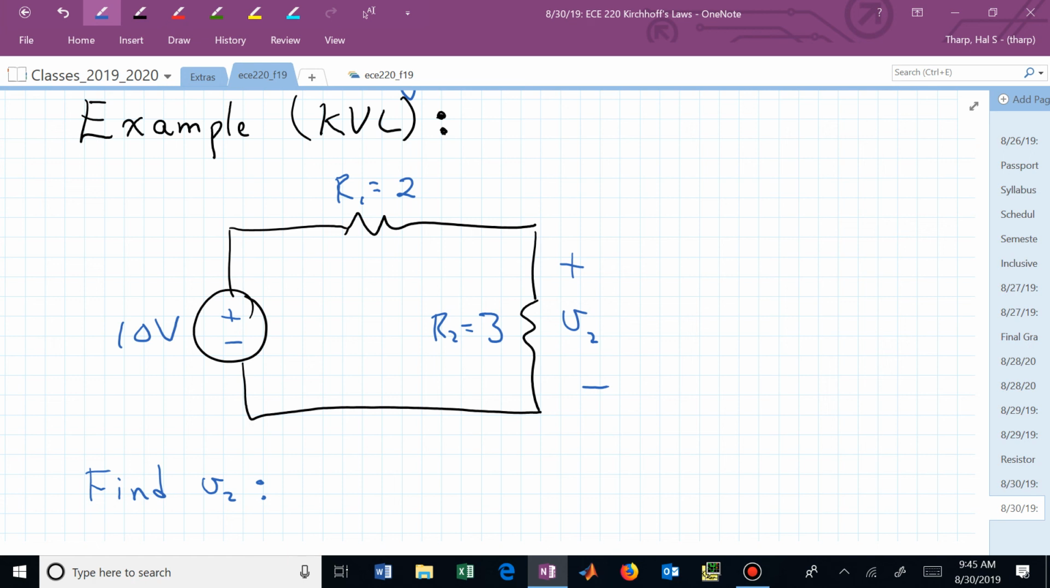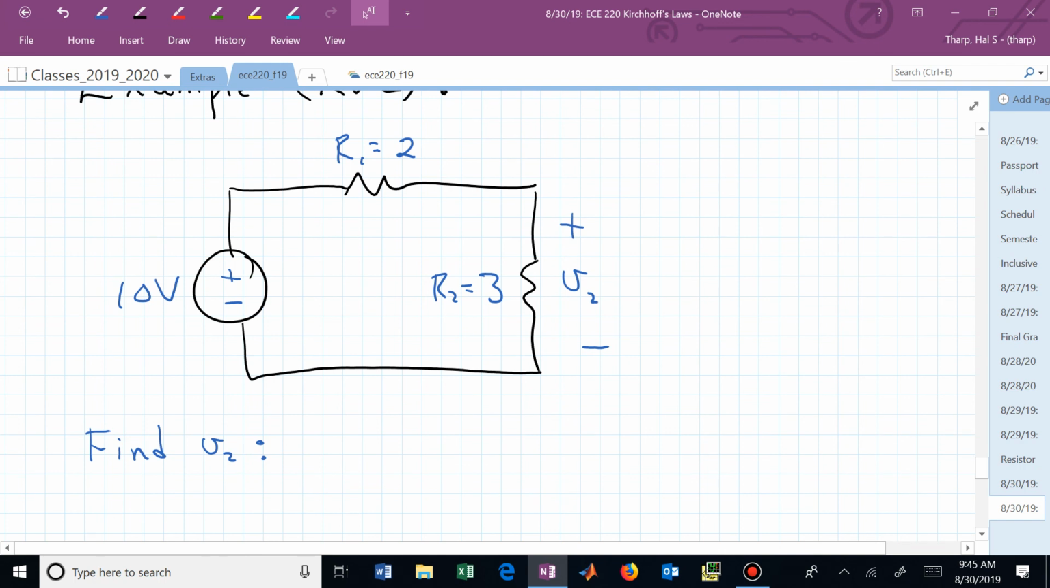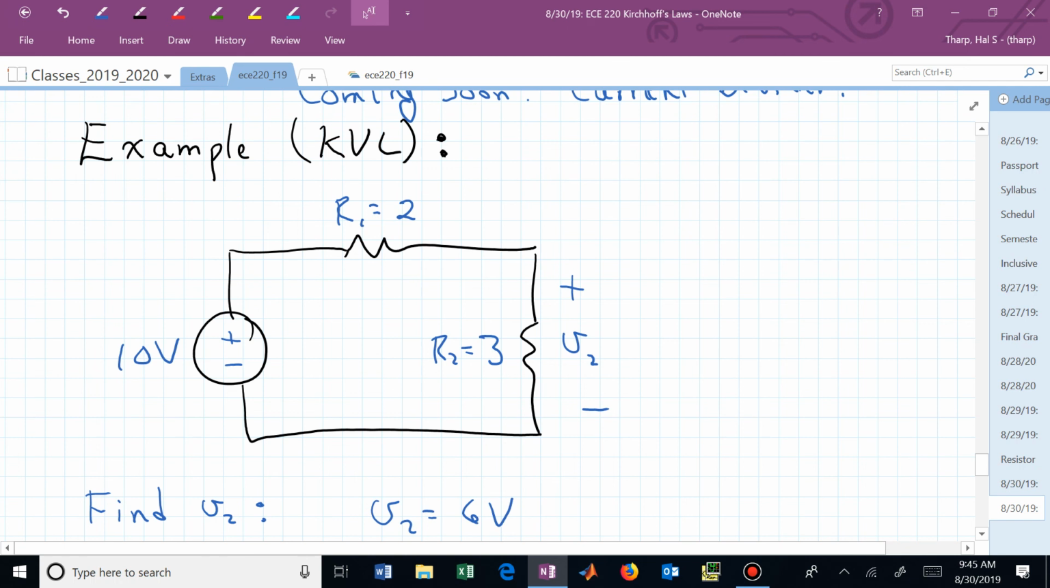Did you come up with an answer? Is V2 6 volts? What's in common here? If you labeled this, you would have V1 I1 through R1 and V2 I2 on R2. But do you see that the current's the same through both R1 and R2? And if you did that, let's just say that we had I1 there.